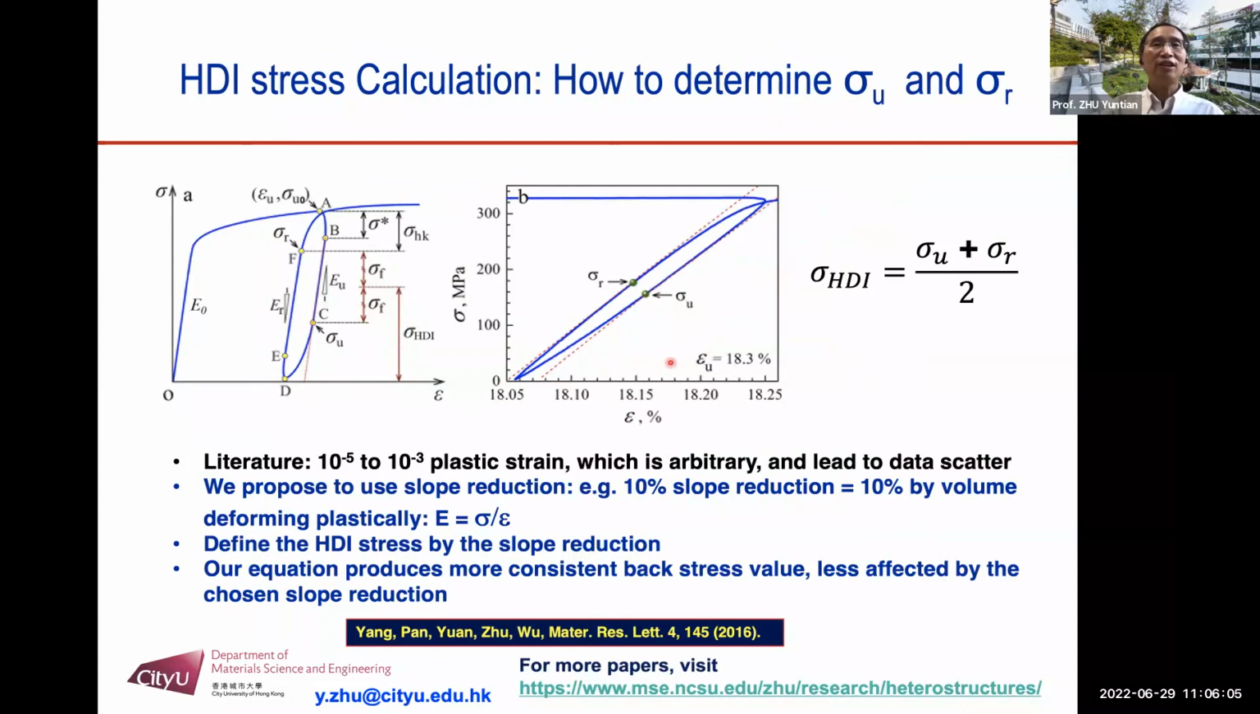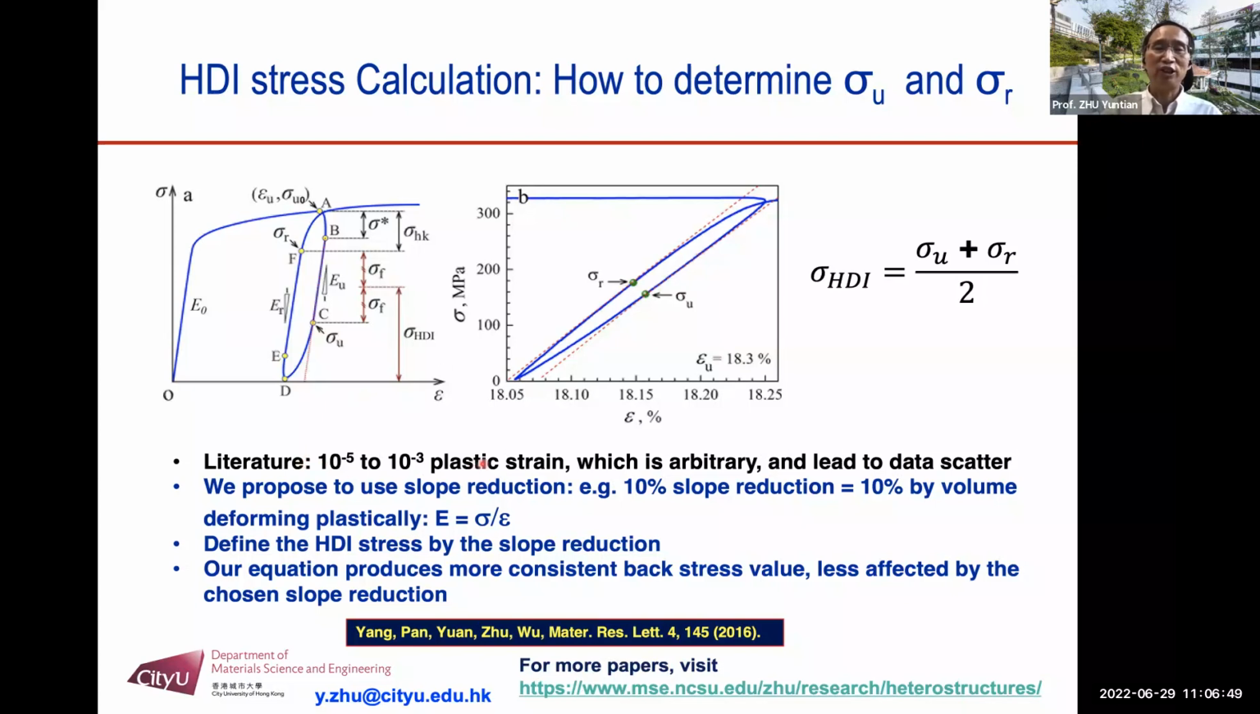How do you measure this HDI stress? In the literature, see here is an unloading curve. This is the reloading curve. Okay. First, we need to determine what's the sigma U. This is the unloading yield stress. Sigma R is the reloading yield stress. Okay. During the unloading, you have a linear segment of this unloading curve. When it deviates from this linear part, you have to decide how much does it deviate before you decide that's the yielding point. So this is the conventional way to do this.